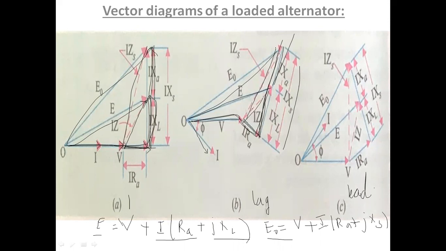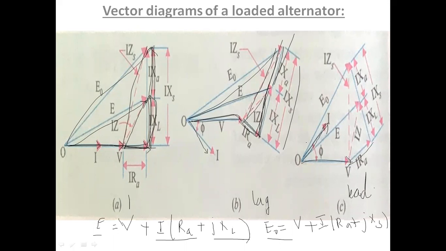This is lagging power factor. Next, leading power factor. This is V. And leading means I will be leading. Okay, so as I leads, what happens? IRa will be the same, parallel to I. So as I is located upwards like this, IRa will be also upwards.